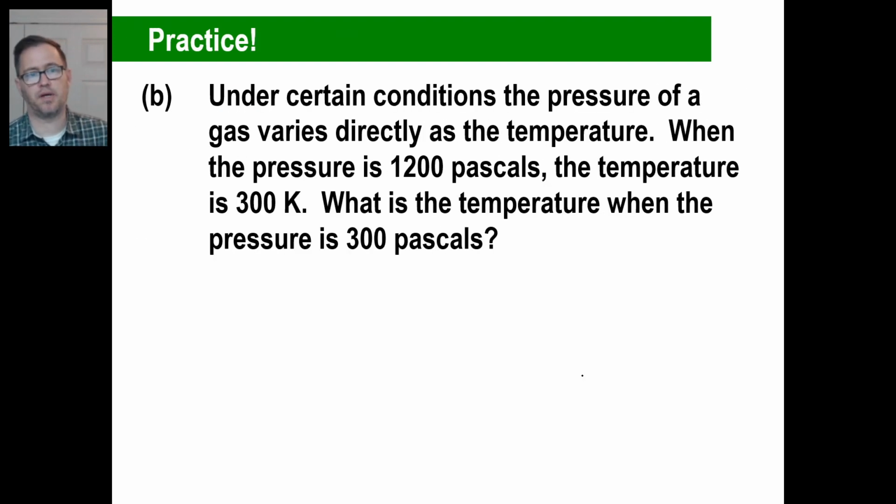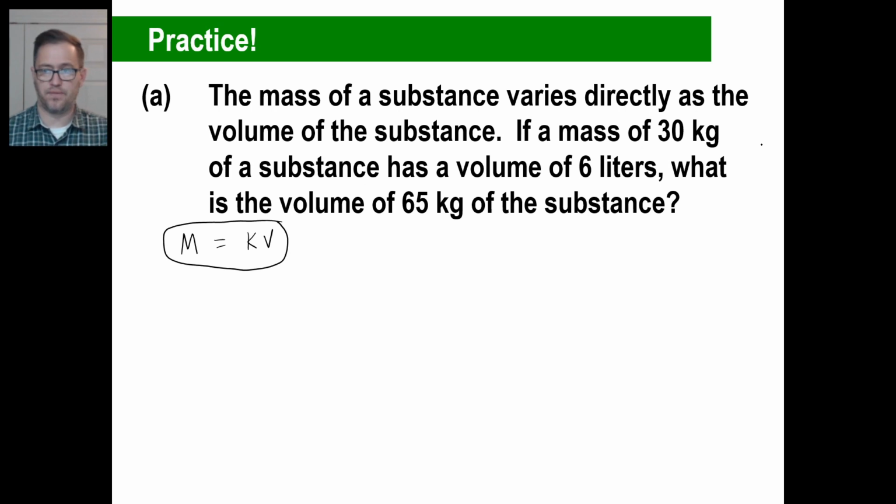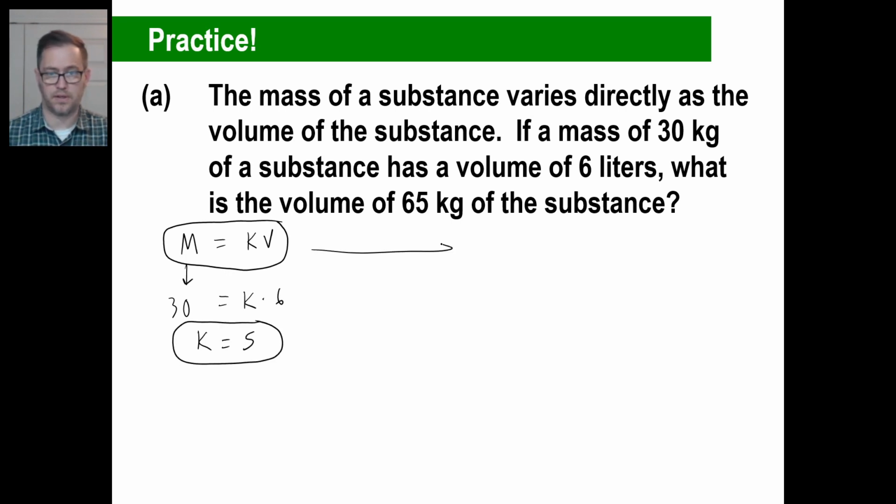Let's try a couple of practice problems. There's 3 of them, so let's do all 3. A, pause it and try A. All right, the mass varies directly as the volume. This is your equation. Directly as volume. Don't forget, that's multiplication. The mass of 30 kilograms has a volume of 6 liters. That means times 6. So K is equal to 5. Okay? So we figured out this, we figured out that. So let's use it. M equals K times V.